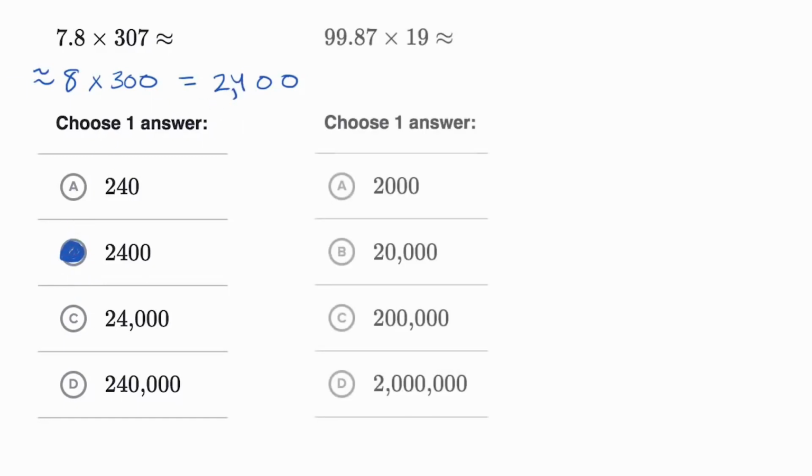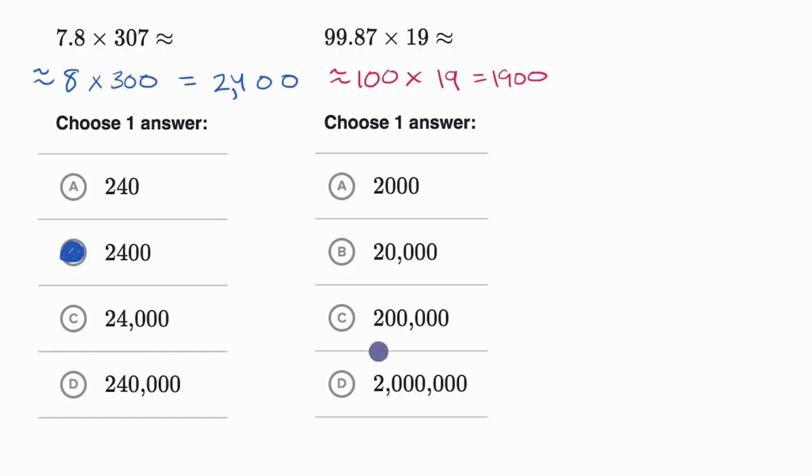Let's do another example. So here, we're trying to estimate 99.87 times 19. So pause the video again and see if you can come up with a good estimation. Alright, so once again, not easy to do this in your head, but this 99 and 87 hundredths is pretty close to 100, and I could multiply 100 times 19. That's actually not so difficult. So for example, I could say 100 times 19 is equal to 1900.